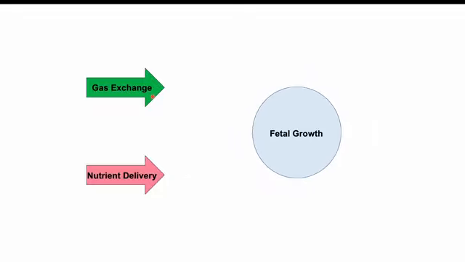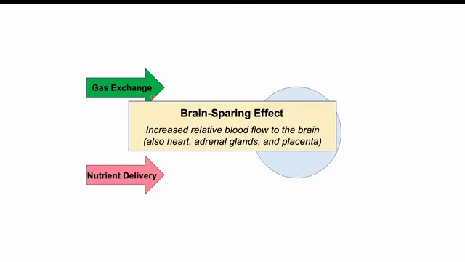And because of this reduction in gas exchange and nutrient delivery, we can see what we call the brain sparing effect. So the brain sparing effect is where blood, and along with the blood, gases and nutrients, are shunted to the most important and critical areas in development. And these include the brain, but also the heart, the adrenal glands, and the placenta itself. So we can see this brain sparing effect because of the reduction in gas exchange and nutrient delivery.